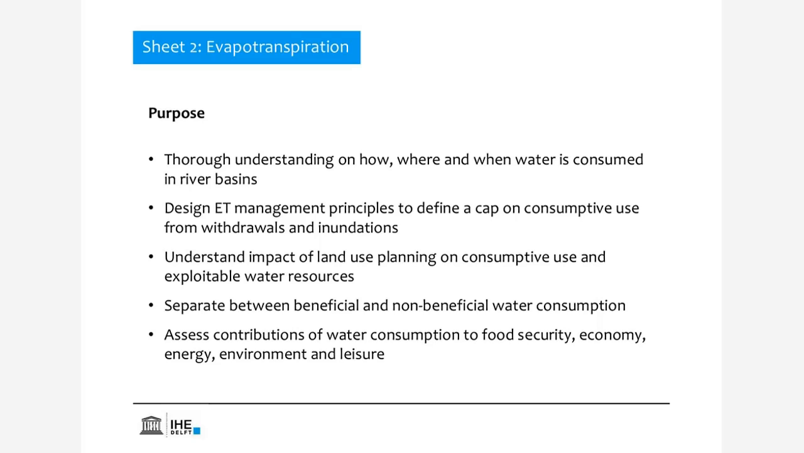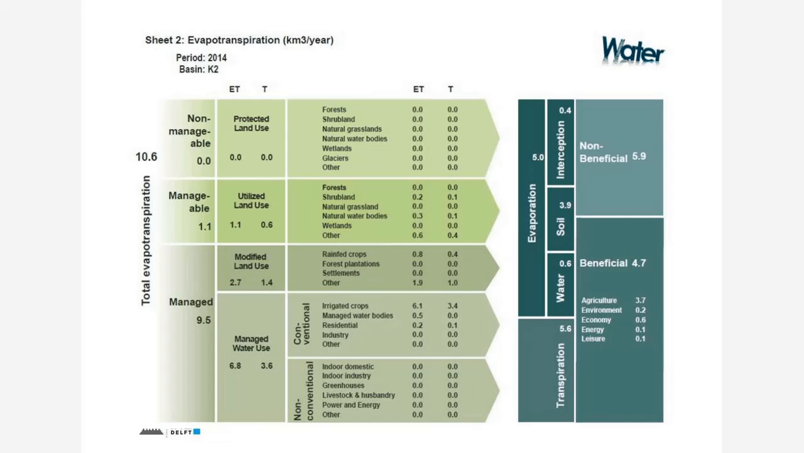And like we've seen, I think most people noticed that before, is the differentiation between what is beneficial and what is non-beneficial, which I think is very informative. Also, trying to assess the contribution for different sectors in terms of food security, economy, environment, energy, and so on. This is how the sheet looks like. I think most of you are familiar with it.